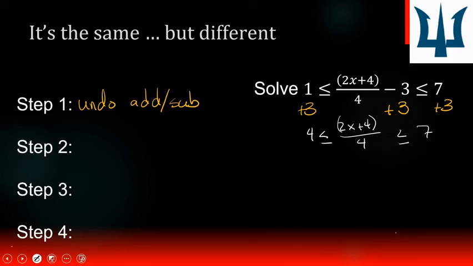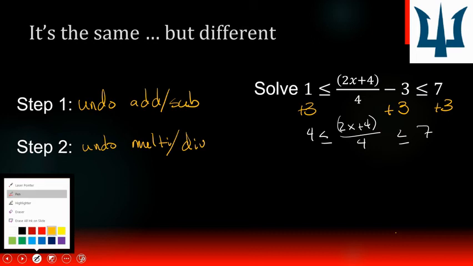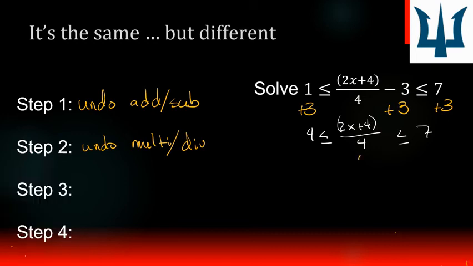The next thing we have to do is undo multiplication and division. So I've got that divide by 4 there, so I need to undo divide by 4 by multiplying all parts by 4. And that's going to simplify down to 16 is less than or equal to 2x plus 4 is less than or equal to 28.